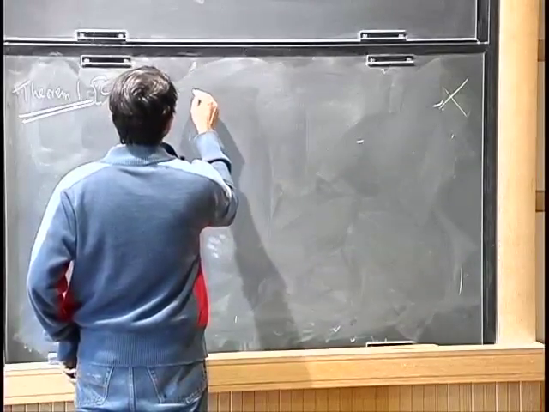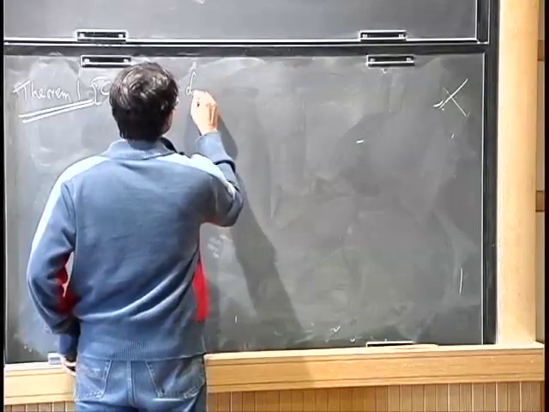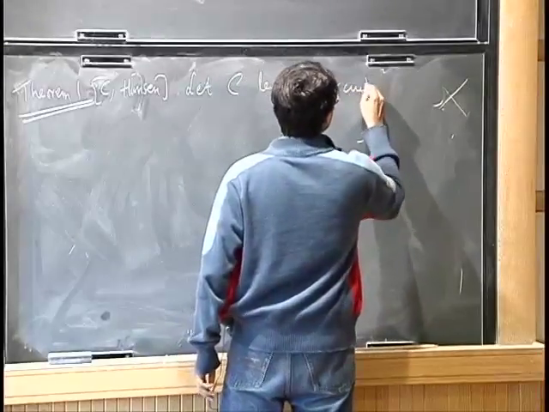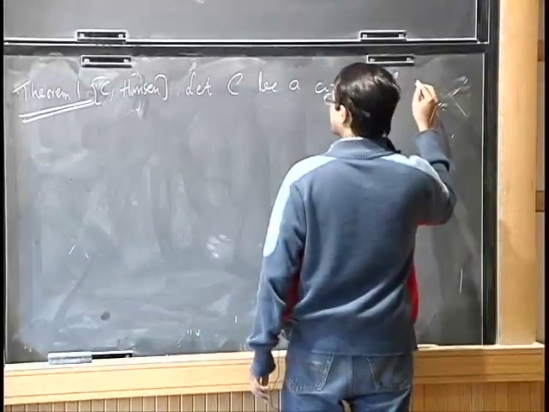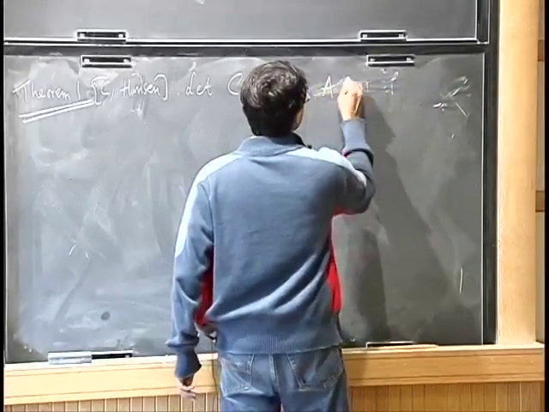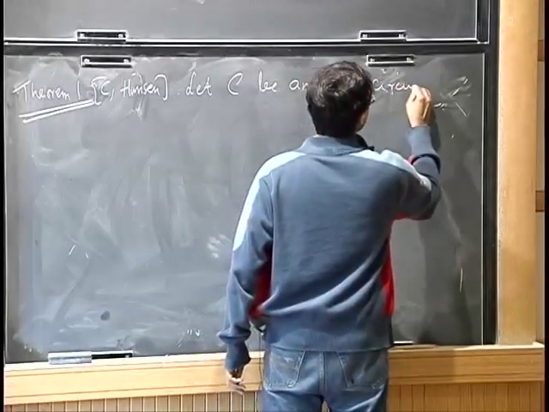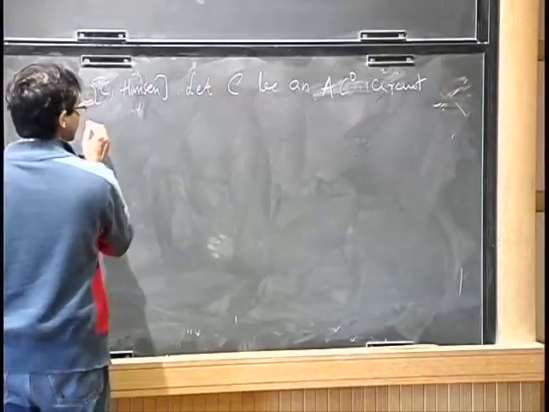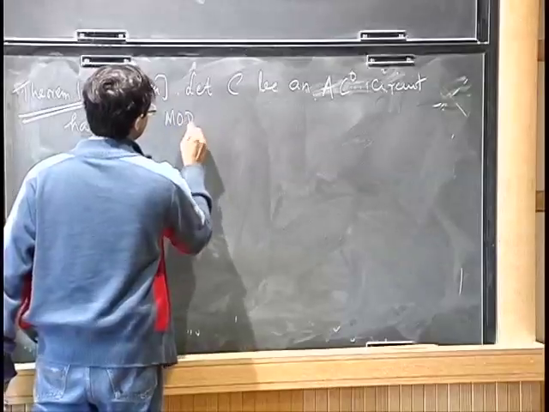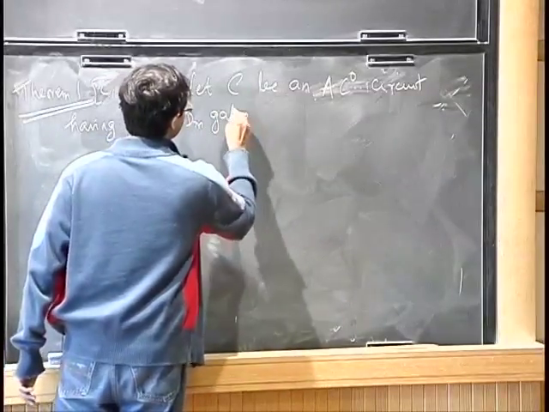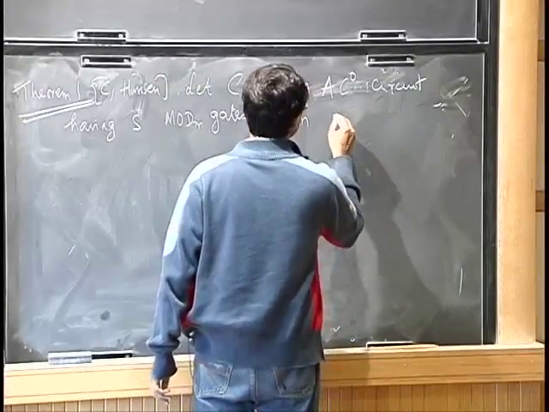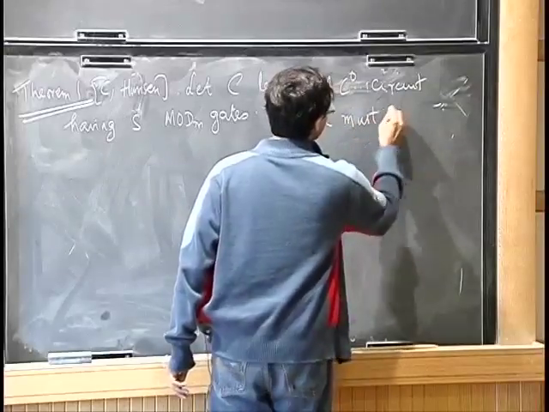Circuits. Let C be an AC0 circuit having S mod M gates.